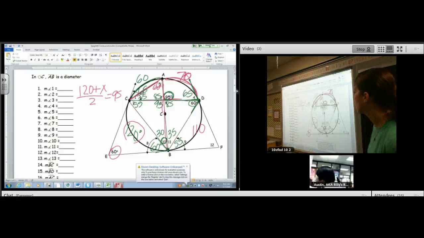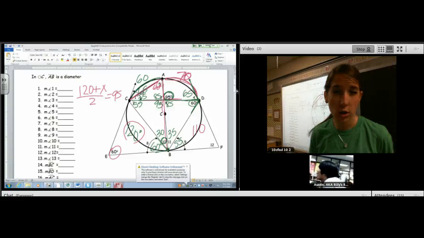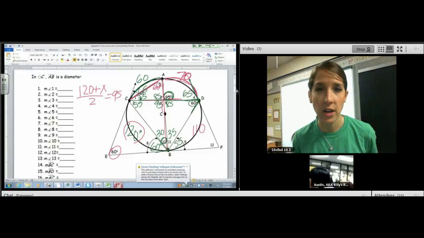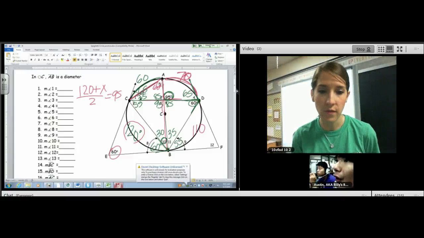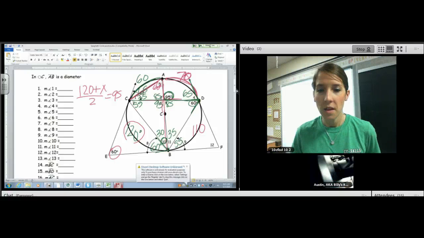And keep in mind that if you do get stuck, you can always use triangles as well. A triangle has 180 degrees, so if you know 2 of the angles, you can find the third one. All right.